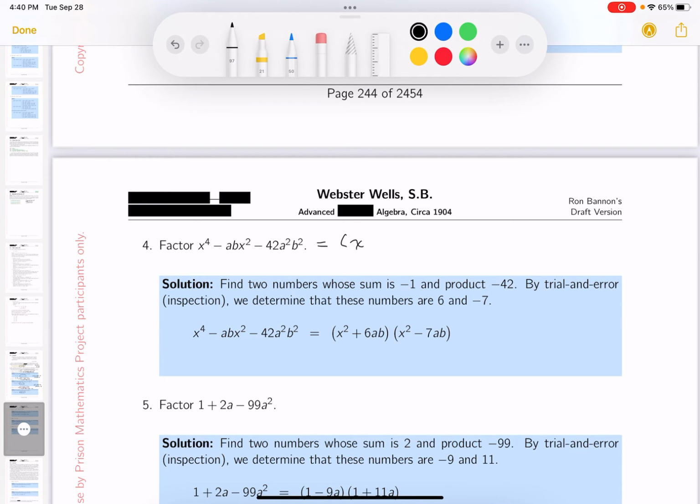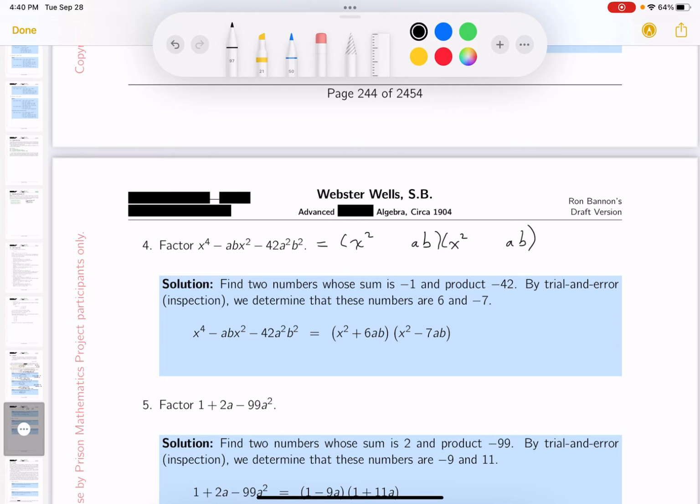Let me get that again. x squared. And again, I'm going to say I could probably do that with all this work over here. But I know there's this AB in the problem, so I'm just going to put it down, AB. It's the numbers I'm struggling with.